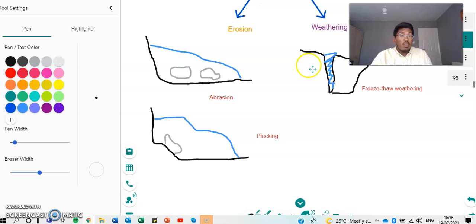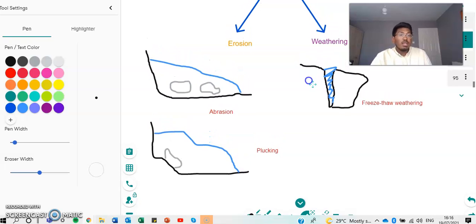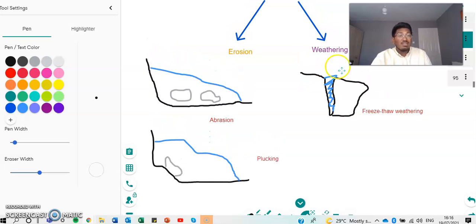Now, if we move on to weathering, weathering only really has one thing we should consider, and that's called freeze-thaw weathering. Now, there's a fun fact here. Water, when it freezes, expands by 9%. And that may not seem a lot, but when it's in small little cracks in the rock, it can exert a lot of pressure. And once again, we'll go back to the ice cube tray.